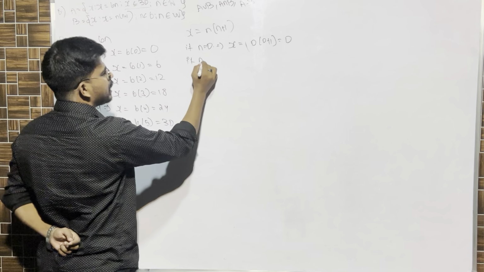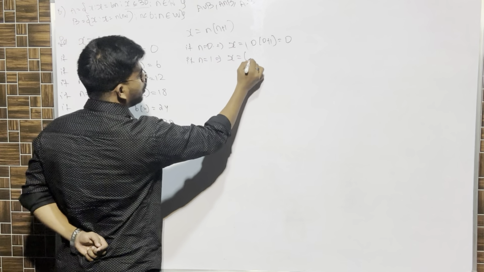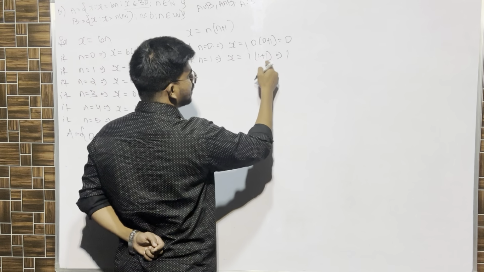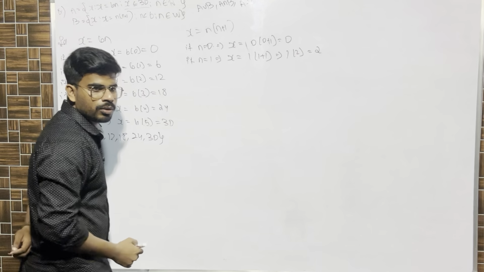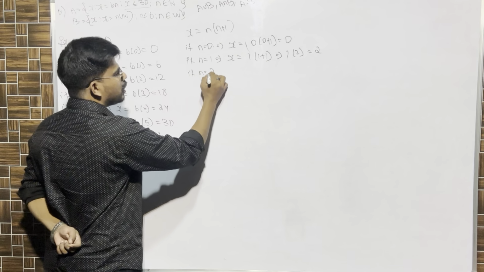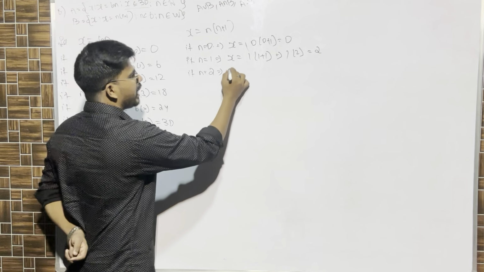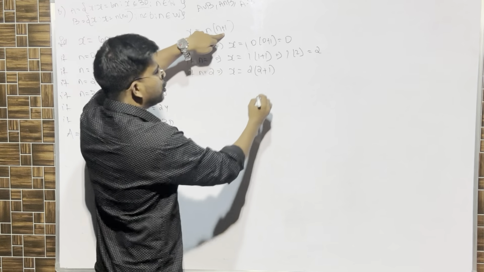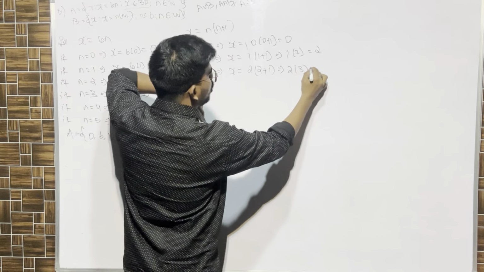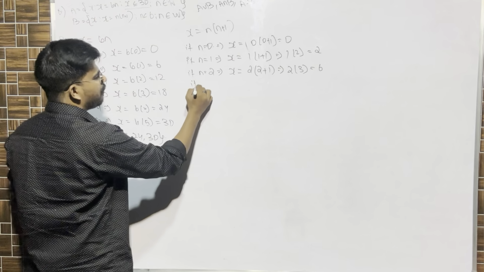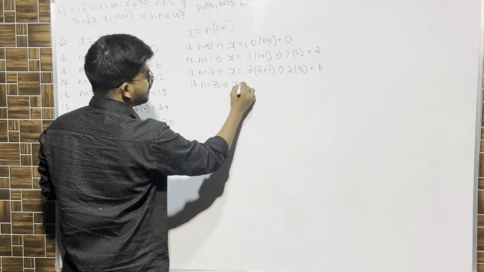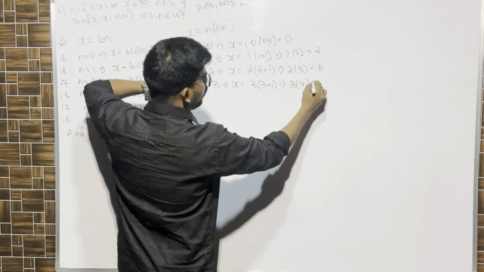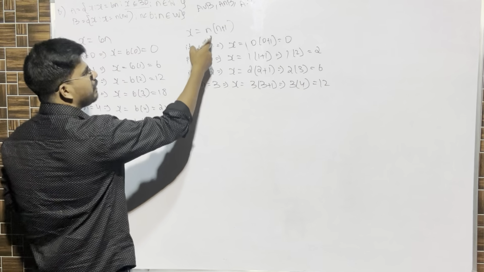Next, if n is equal to 1, x is equal to 1 into 1 plus 1. So 1 into 1 plus 1, 2. 1 into 2, 2. If n is equal to 2, x is equal to 2 into 2 plus 1. 2 into 2 plus 1 is 3. 2 into 3, 6. If n is equal to 3, x is equal to 3 into 3 plus 1. 3 into 3 plus 1 is 4. 3 4s 12.